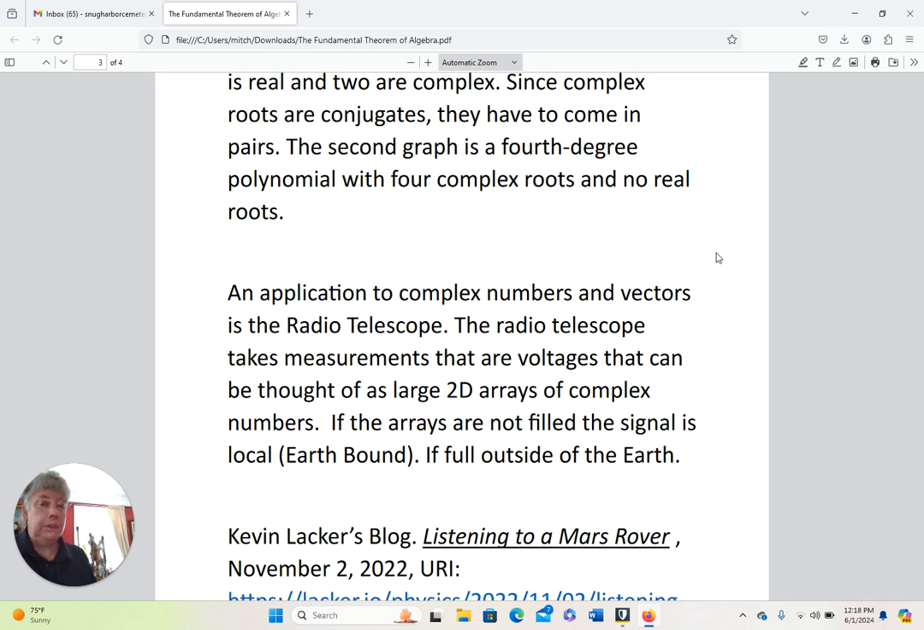That leads to a lot of applications in physics, and one of the applications that we're just going to discuss briefly is radio telescopes. Radio telescopes receive signals as voltages, but when they collect these voltages, it goes into large 2D arrays, and this data is collected as complex vectors. What's really cool about these radio telescopes is that if the signal is earthbound, the array is not filled. But if the signal comes from outside of the Earth, that array is filled.